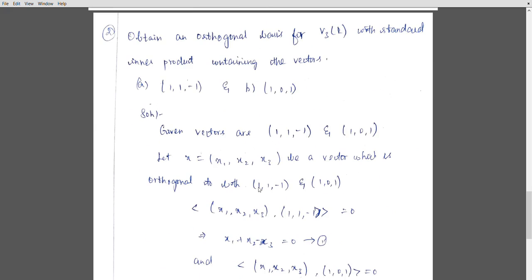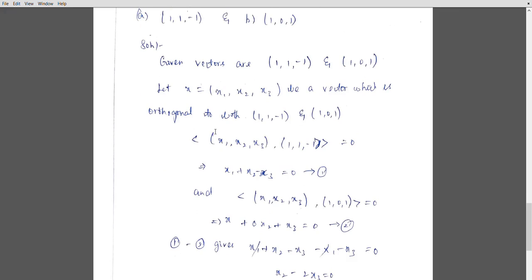And then we move to the second problem: obtain an orthogonal basis for V3 of R with the standard inner product containing the vectors 1, 1, minus 1 and 1, 0, 1. For the solution, the given vectors are 1, 1, minus 1 and 1, 0, 1. We take x as x1, x2, x3, a vector orthogonal to both the given vectors.